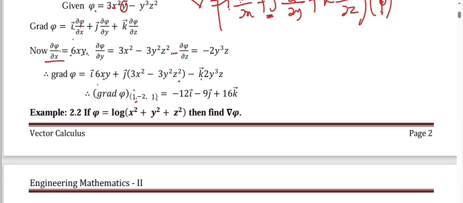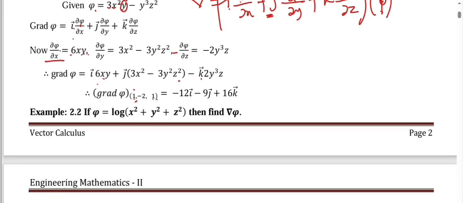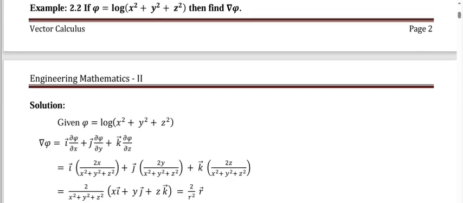In the same way here, given that phi equal to log of x square plus y square plus z square, find del phi. We know the formula for del phi, that is i vector into dou phi by dou x plus j vector into dou phi by dou y plus k vector into dou phi by dou z. From this phi we find dou phi by dou x, given phi equal to log of x square plus y square plus z square.